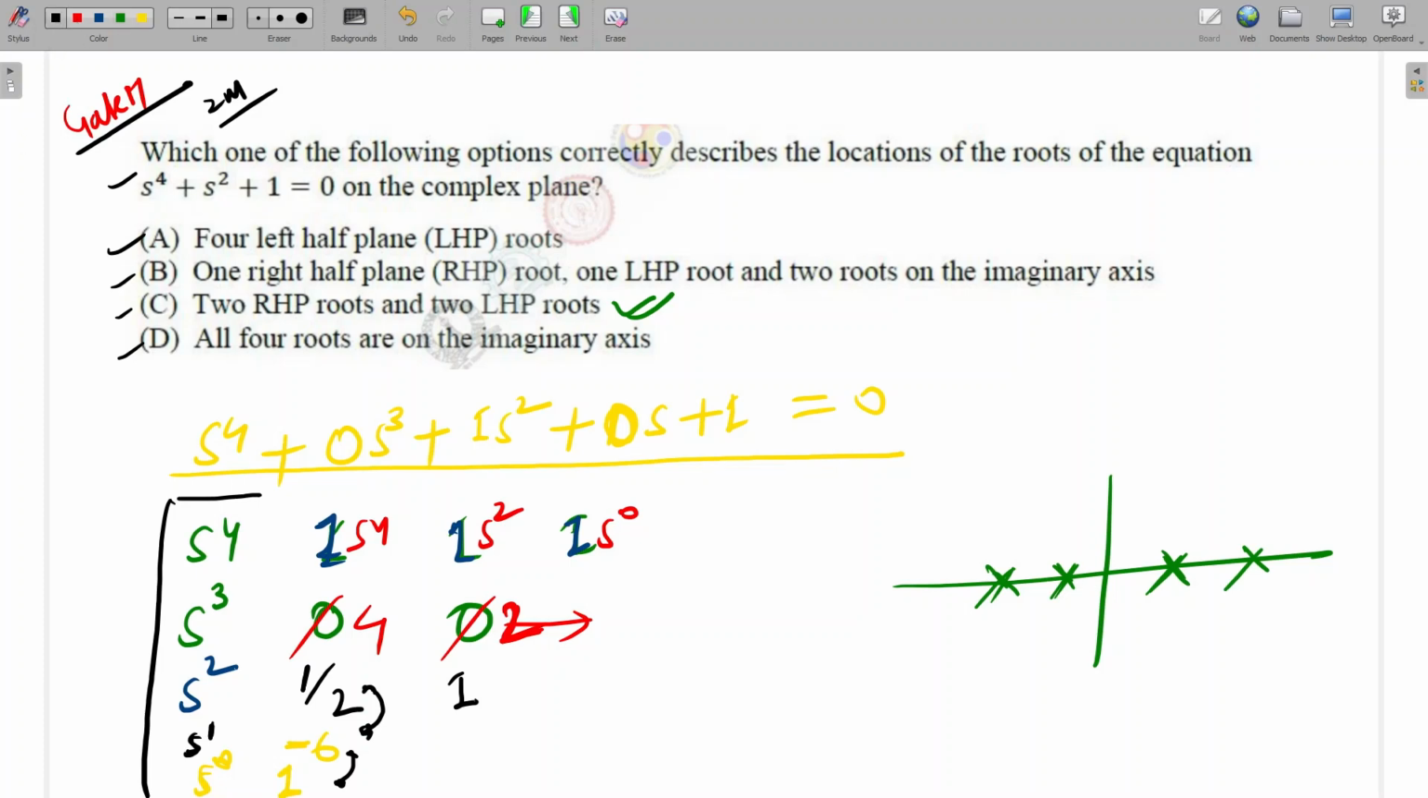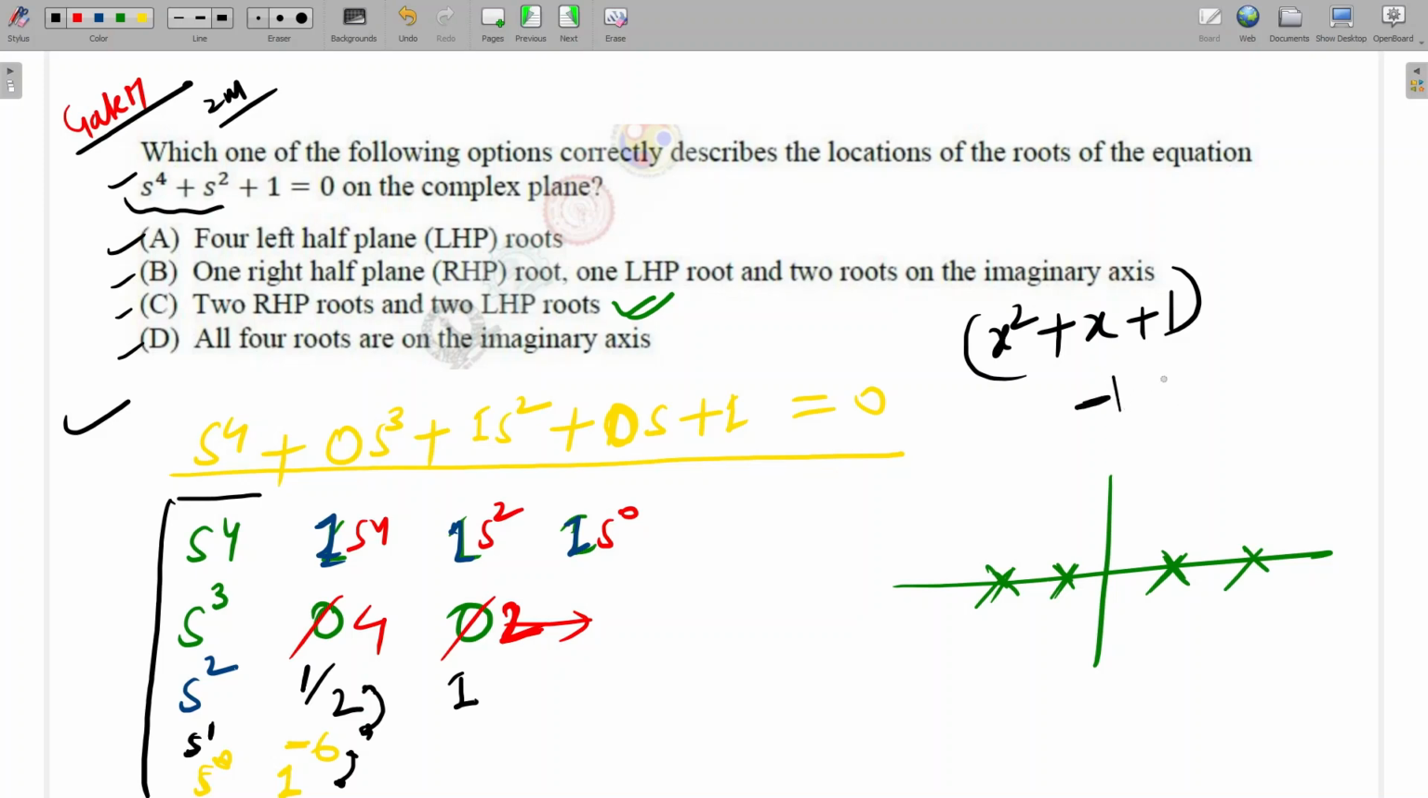If you don't know this concept, directly, see, this concept will be useful when the equation will be bigger. If this is a smaller equation, directly we can put s square is equal to x. So x square plus x plus 1, correct? What will be the solution for this one?